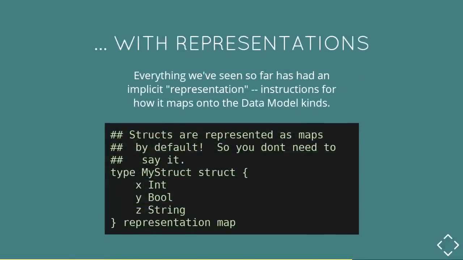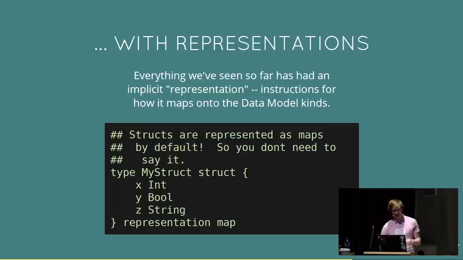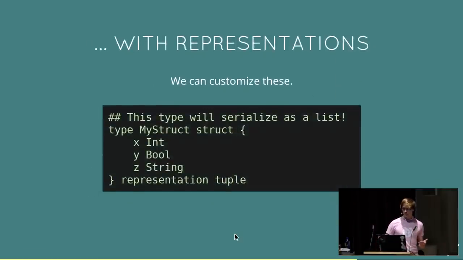So all of these examples so far have had implicitly a representation. But this is something that I now want to make explicit so that we can explore it further. All of these kinds in the schema layer, like struct and union, although that's still coming, and so on, that aren't equivalent to a data model kind, they need some representation strategy for how they're going to become a data model kind. So for struct, this is such a common concept that it's obvious that the default should be representing it as a map. And so I just haven't said representation map so far. But if I do say that, well, it's the default, so it does the same thing. But we can put other words here.